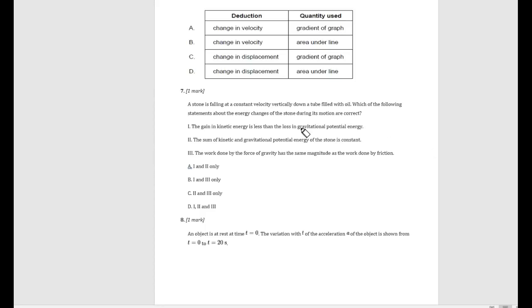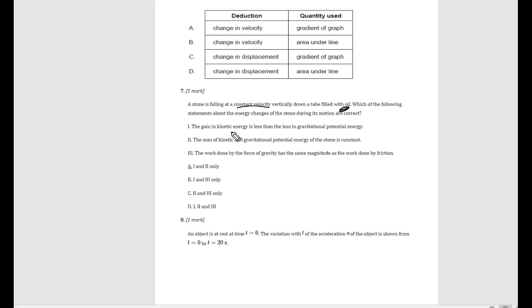That's a context clue that tells us that the net force on the object is 0, right? And the reason for that is because it's not in free fall, there's actually oil in the tube. Okay, so we have a resistive force. Now, let's see the answer choices.